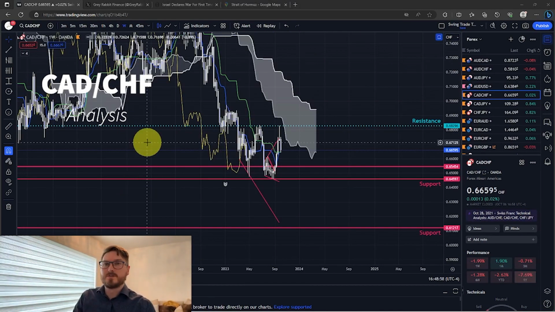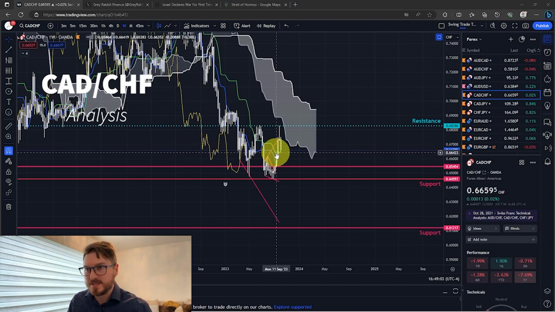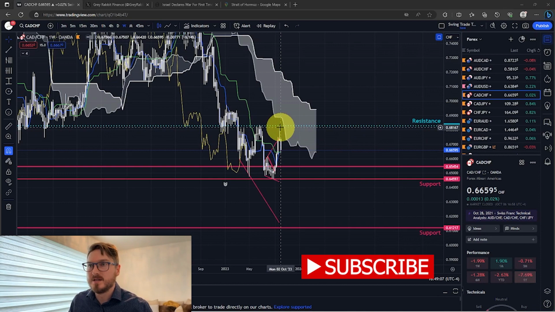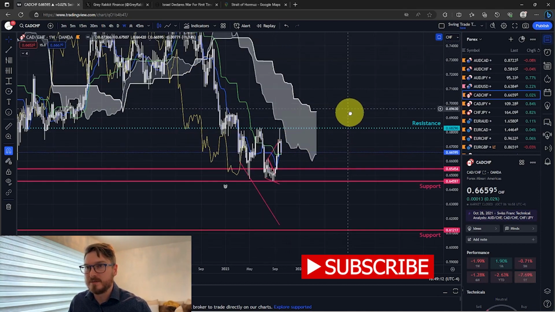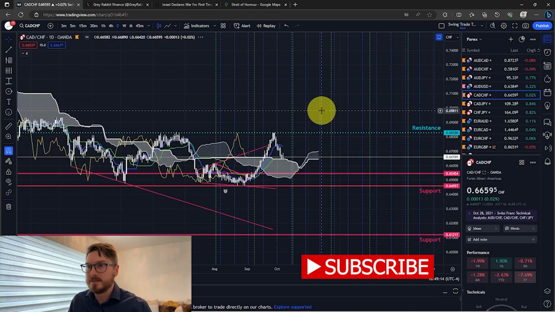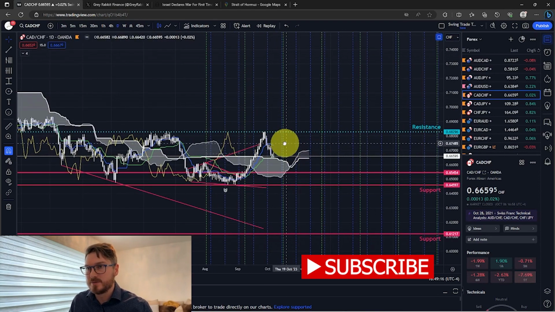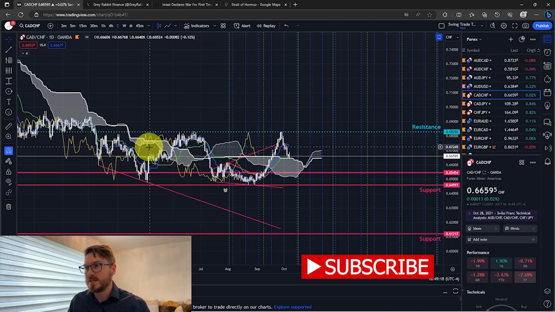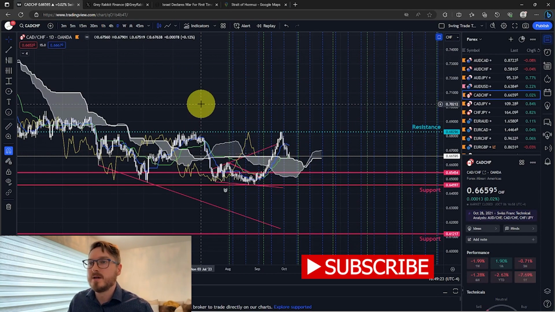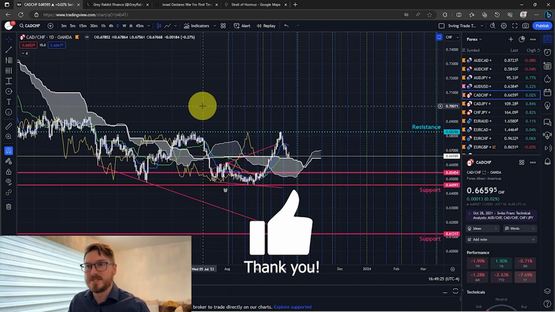Okay guys, we're here on CAD Swiss franc. This is the weekly chart. And right now you can see that we had a nice retracement back up to this resistance level, but it was resisted again. So I'm expecting price to come back down. But let's look at the daily. So on the daily, it shows that we're just kind of stuck in between this range, between the resistance and the support level here. So this is a ranging market, so I'm going to be staying away from this this week.